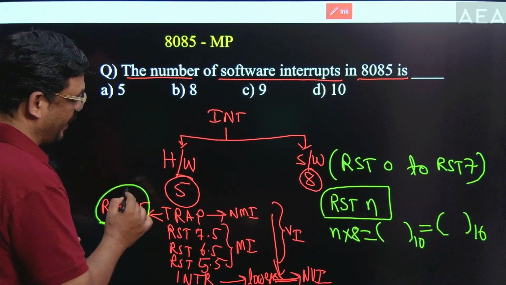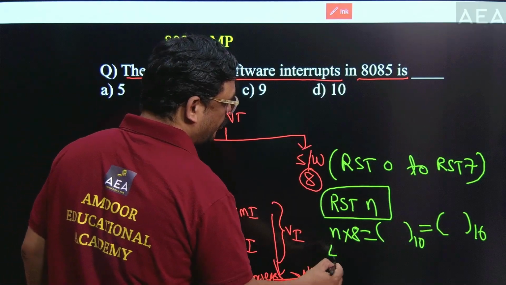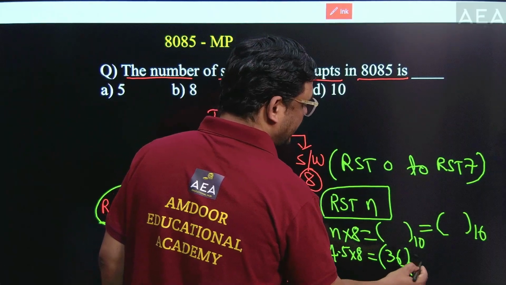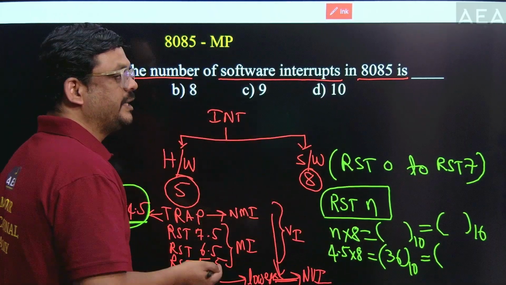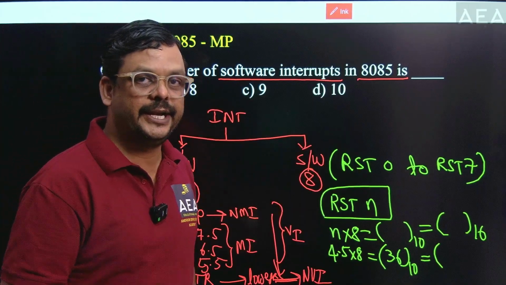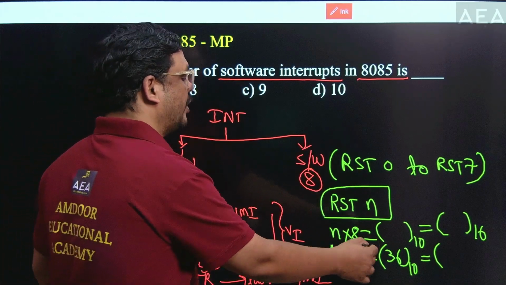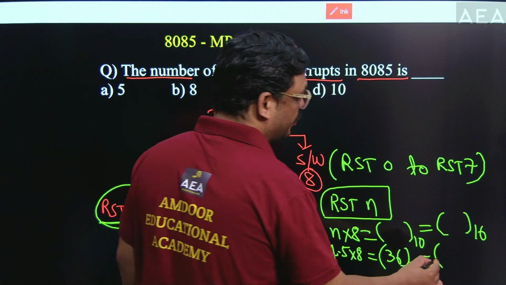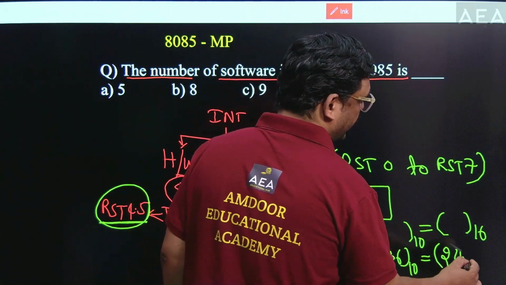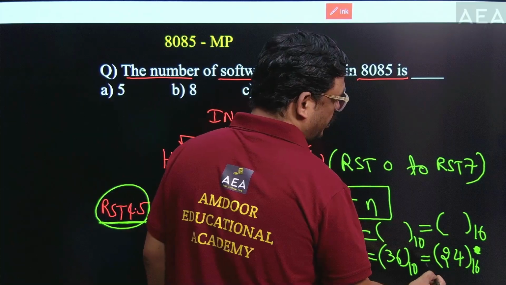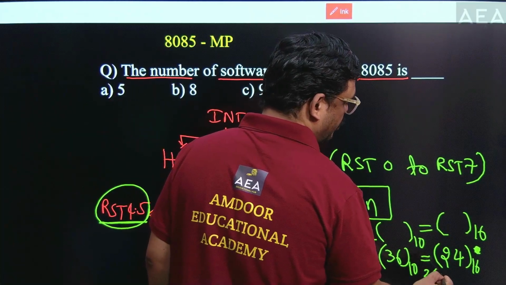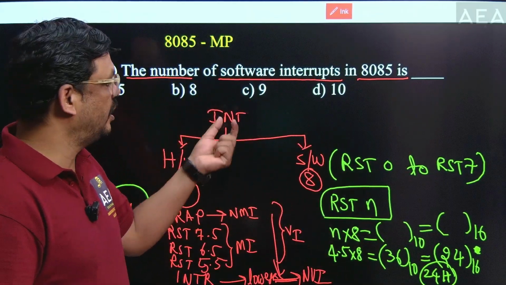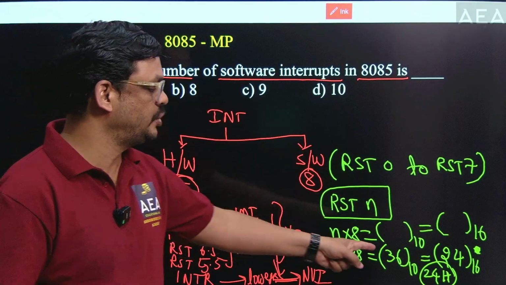Trap RST 4.5. This example I am taking now, N is equal to 4.5, multiplied by 8. Then the result it gives is 36. The 36 is a decimal number. Then we convert it into hexadecimal, because the address location is always defined in terms of hexadecimal form. So if you convert 36 into hexadecimal, divide by 16, 16 times 2 is 32, remainder is 4, which gives 24H, or we can write 24 base 16, or 24H, which explains the hexadecimal representation. So the memory address location or interrupt address location of the trap interrupt is 24H.